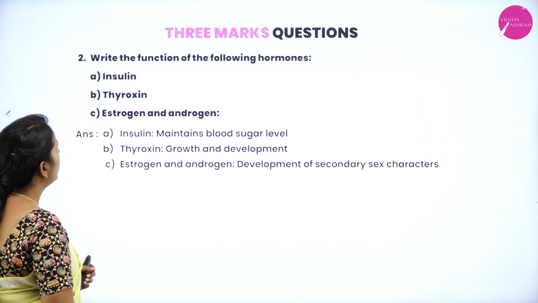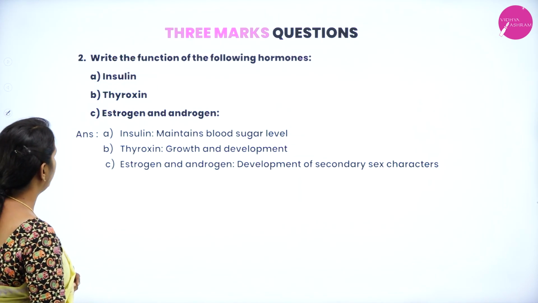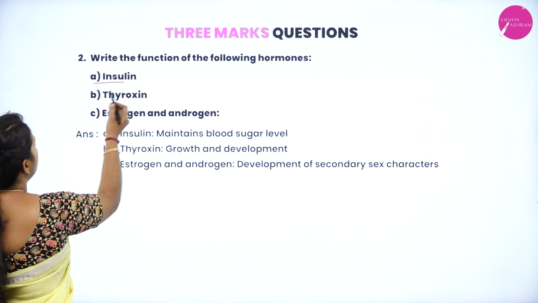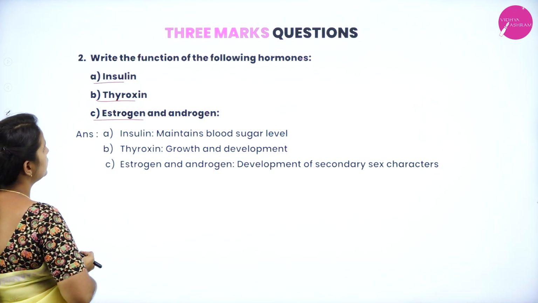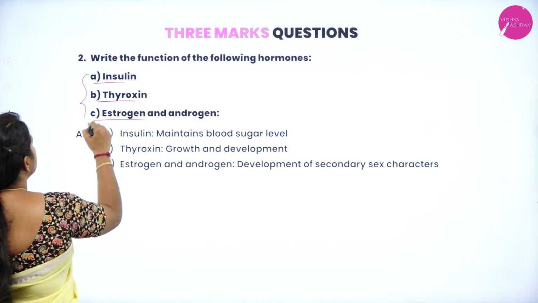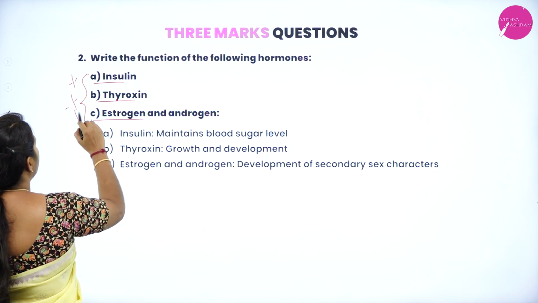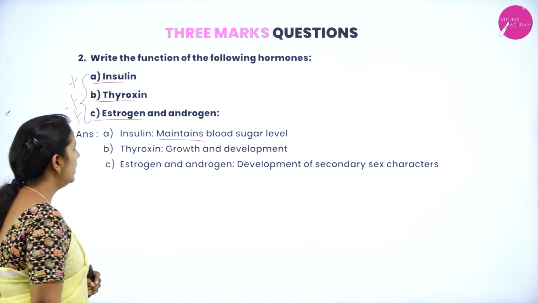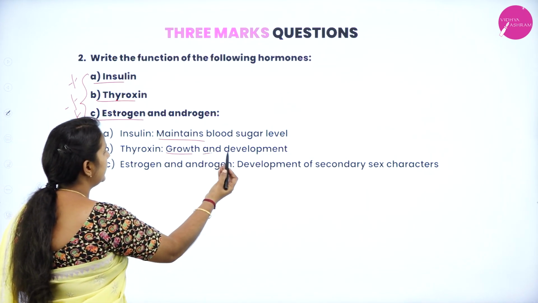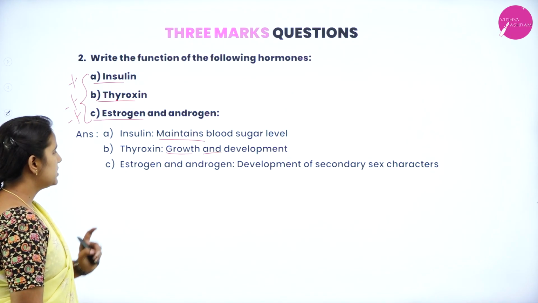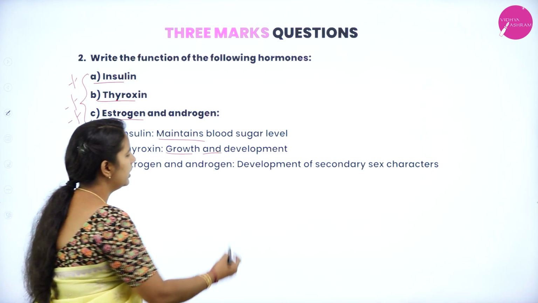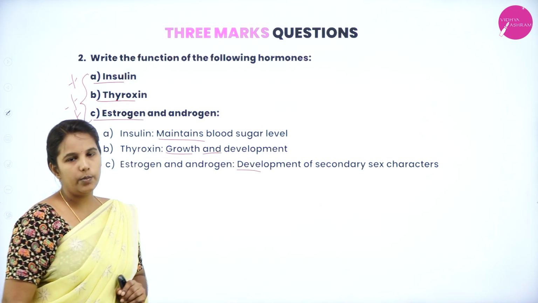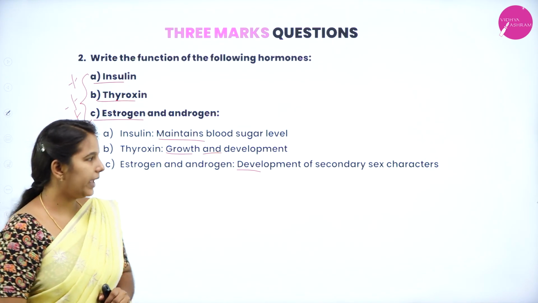Next question: write the functions of the following hormones. The first one is insulin, then thyroxine, and estrogen and androgen. So these 3 again carry 1 mark. We know that insulin maintains the blood sugar level, thyroxine maintains the growth and development in our body, and estrogen and androgen are mainly helpful for the development of the secondary sexual characters.